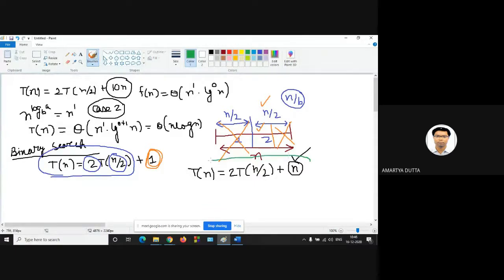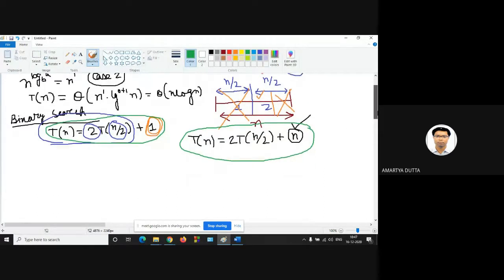This is the recurrence relation for quick sort and merge sort, and this is the recurrence relation for binary search. Now what is the complexity for these recurrences? For binary search, the complexity is log n. Why log n? Because n to the power log b base a.